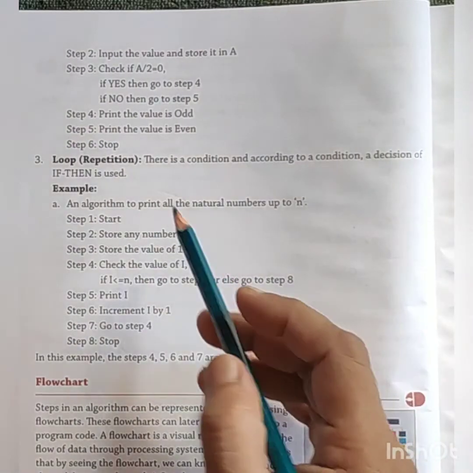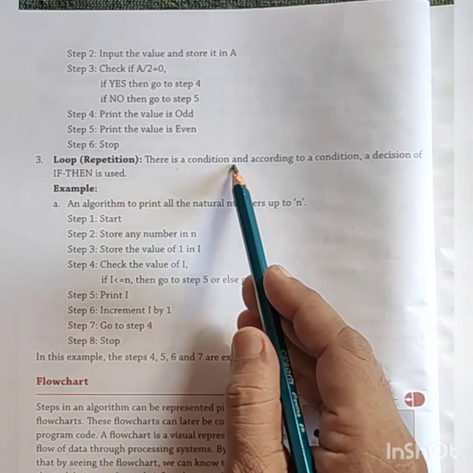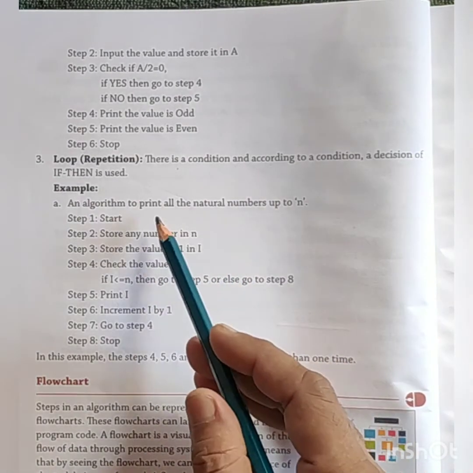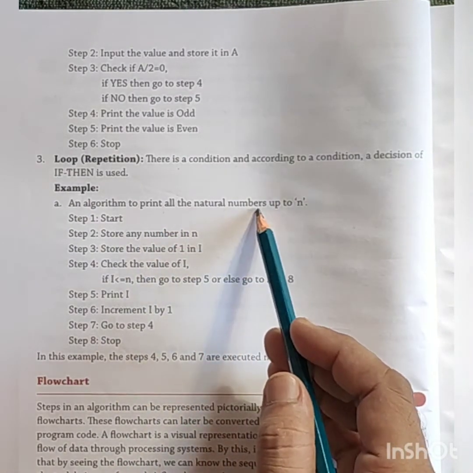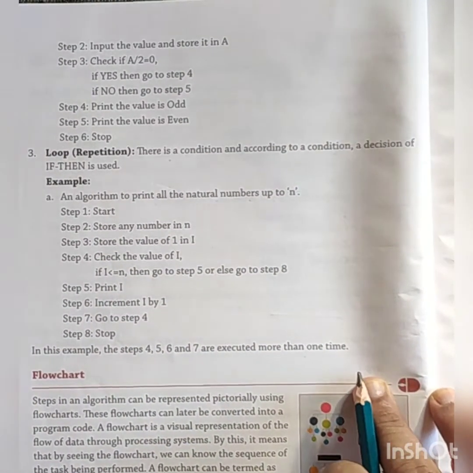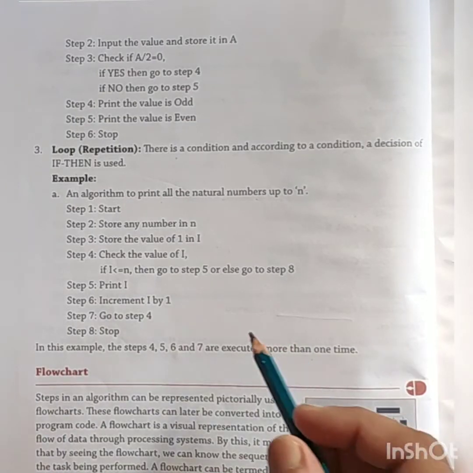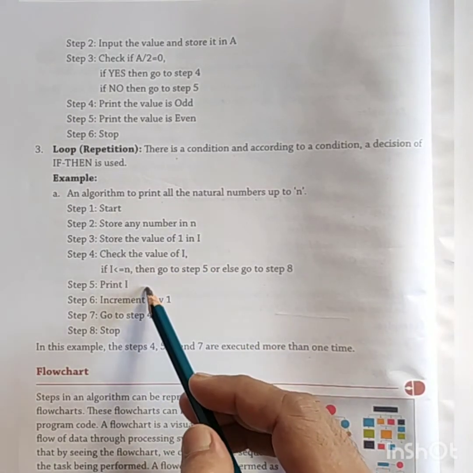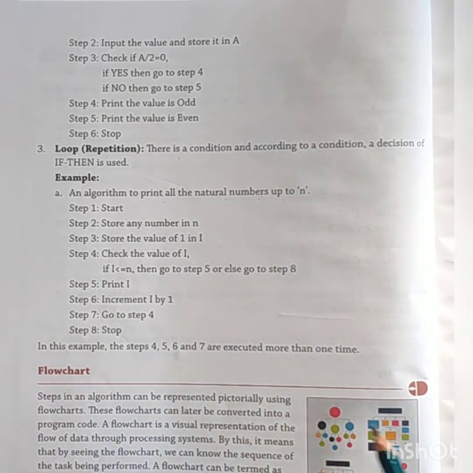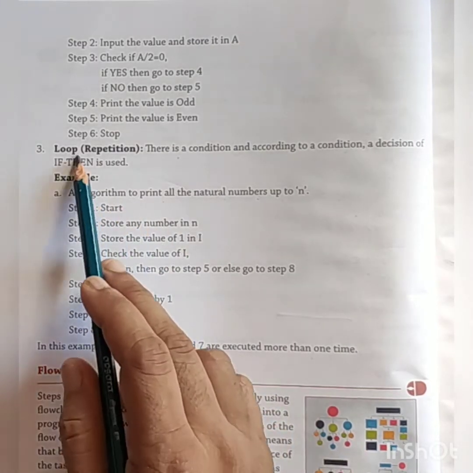The last one is loop, meaning repetition. There is a condition, and according to the condition, the decision is executed, using if else. Suppose I want to print all the natural numbers up to n. You know what a natural number is: it starts from 1, 2, 3, 4, and goes on like that. So I keep a check. Or another example: suppose you want to print your own name 10 times or 15 times. In that case, it will generate 15 times by using a loop. That is called a loop, using if else.